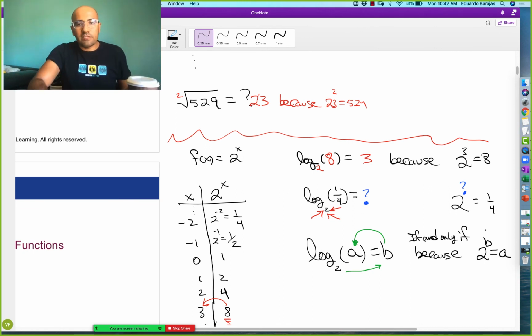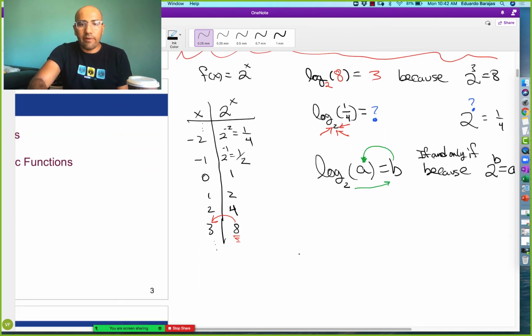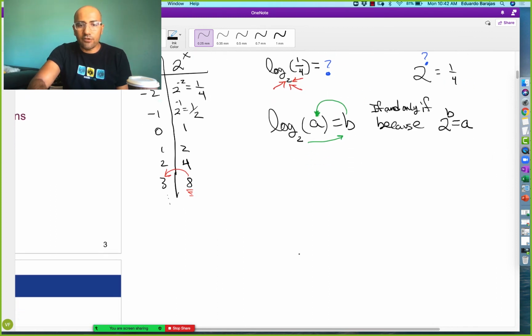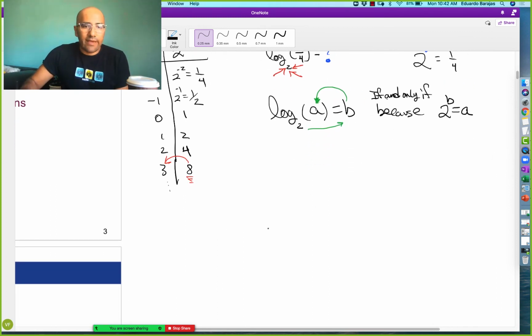And of course, there's nothing special about the 2. We can also raise it to any power. So if we're thinking about a different exponential function, say g of x is 3 to the x power, again we can have a table with x values, and then we can have 3 to the x power values there.